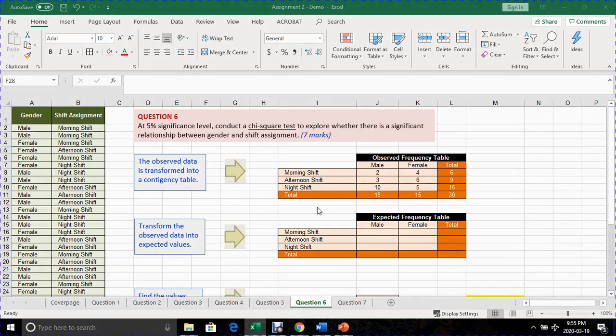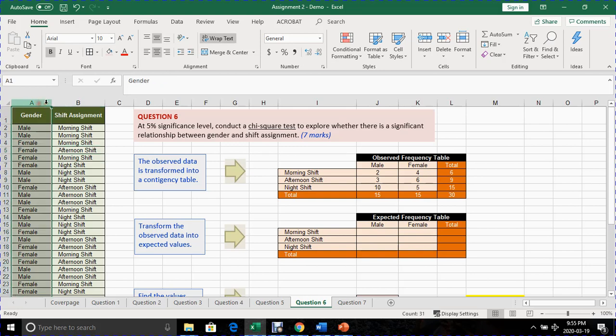Question 6. Question 6 involves a test for a chi-square analysis. In this question, we are being asked to explore the relationship between two columns of information. In the case of this demonstration, we are being asked to explore if there is any relationship between the gender of a person and the shift that this person is assigned to at work.